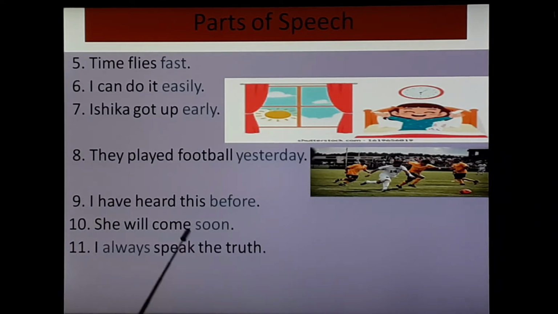I always speak the truth. Now here, find out the verb. Here the verb is not always. Here speak is the verb, and always is an adverb. Come tomorrow. So come is the verb, and tomorrow is an adverb because this tomorrow adds something to the meaning of the verb come.